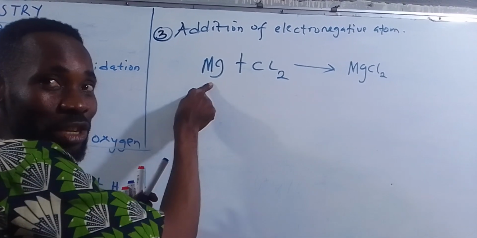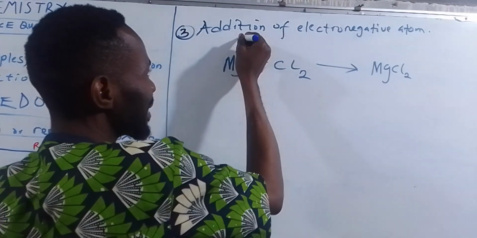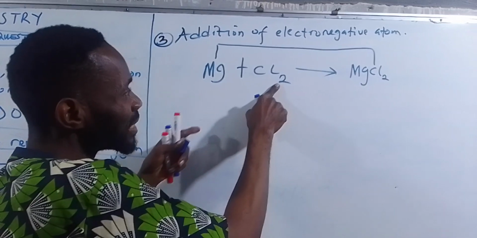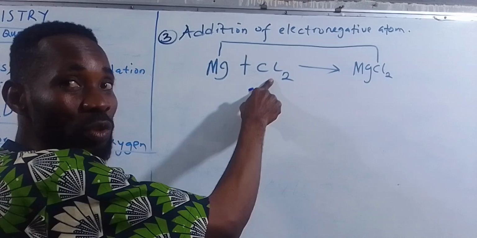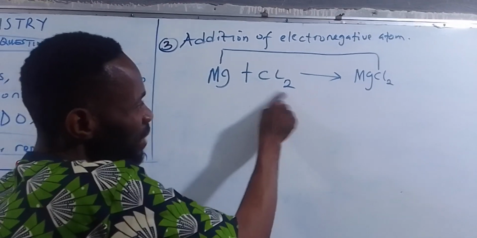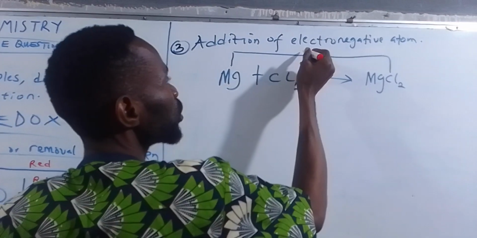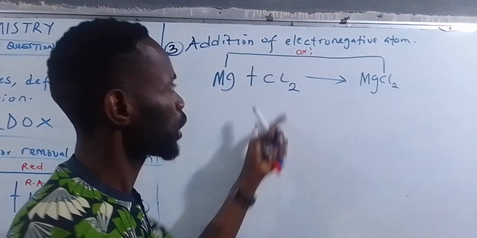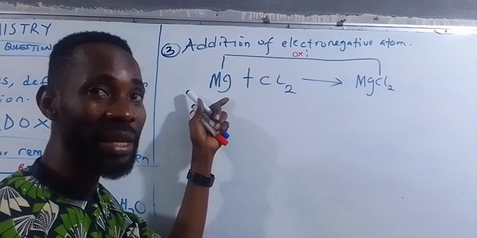This is magnesium, a metal, electropositive. So something has been added to magnesium to form magnesium chloride. And that species that has been added to magnesium is an electronegative atom, such as chlorine. So we say that electronegative atom has been added to magnesium, thus magnesium has undergone the process of oxidation. So also, the chlorine is an electronegative atom and magnesium is electropositive.